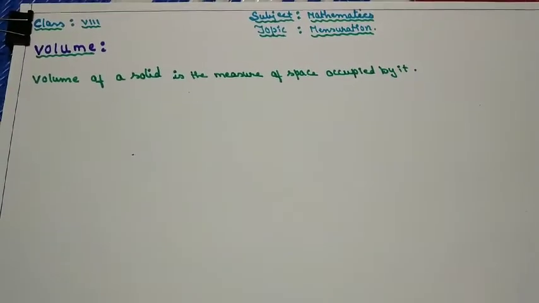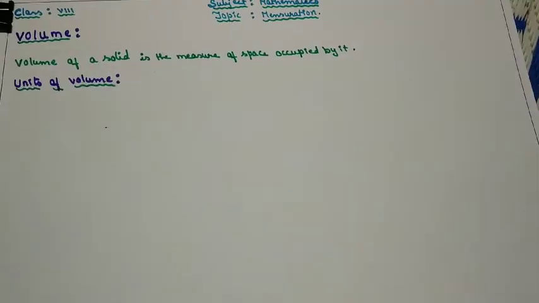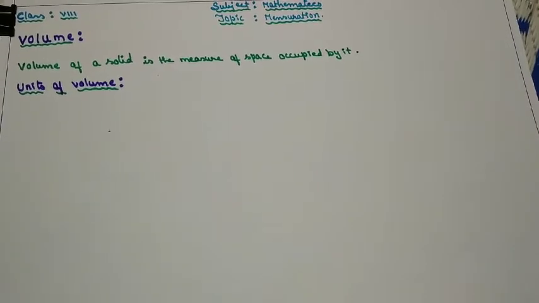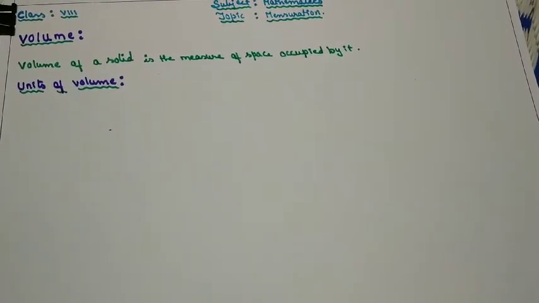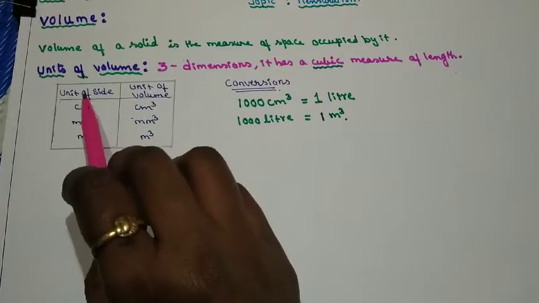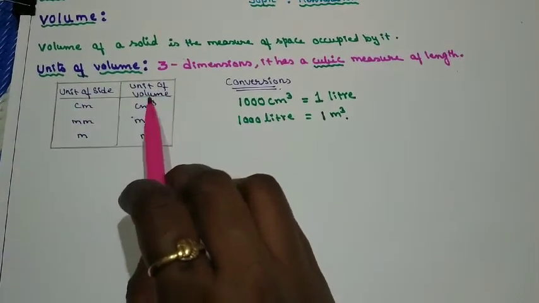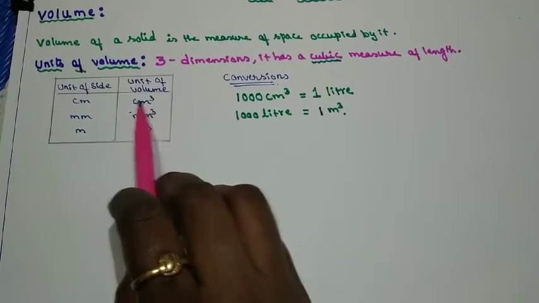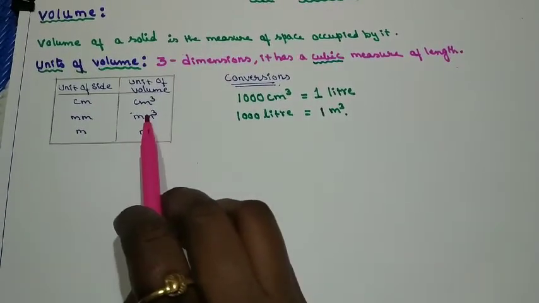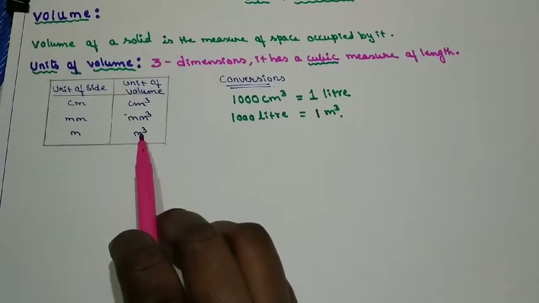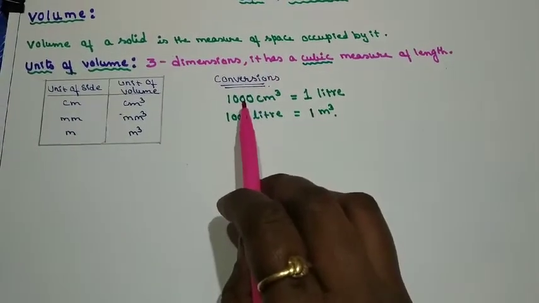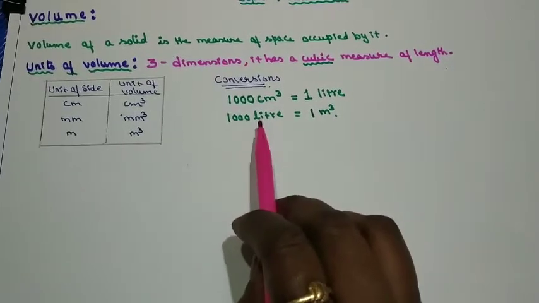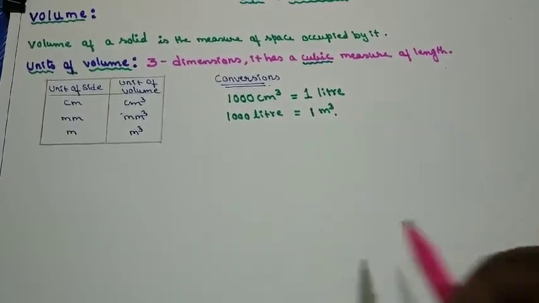Now let us know the units of volume. Given that volume has three dimensions, it has a cubic measure of length. The unit of length, centimeter, becomes centimeter cube for volume; millimeter becomes millimeter cube; meter becomes meter cube. Conversions: 1000 centimeter cube equals 1 liter and 1000 liters make 1 meter cube.